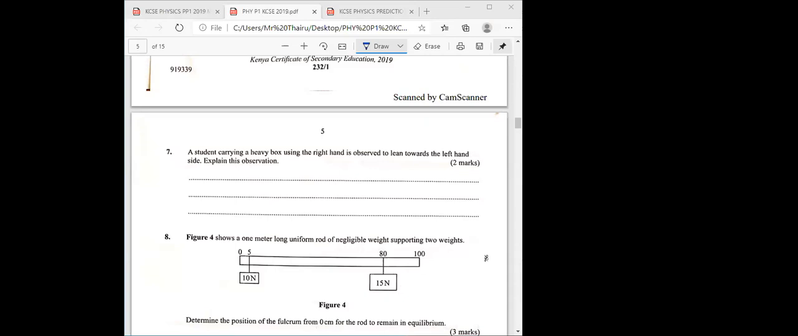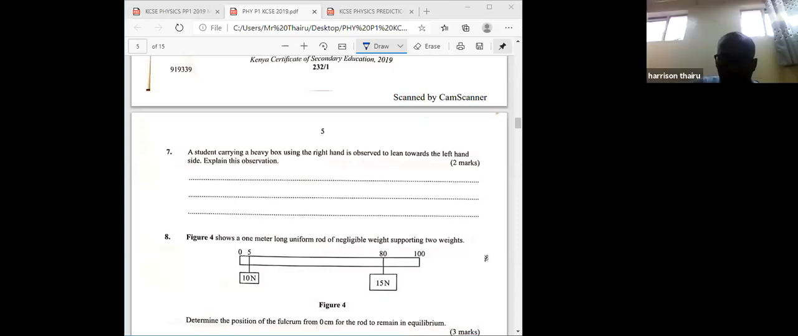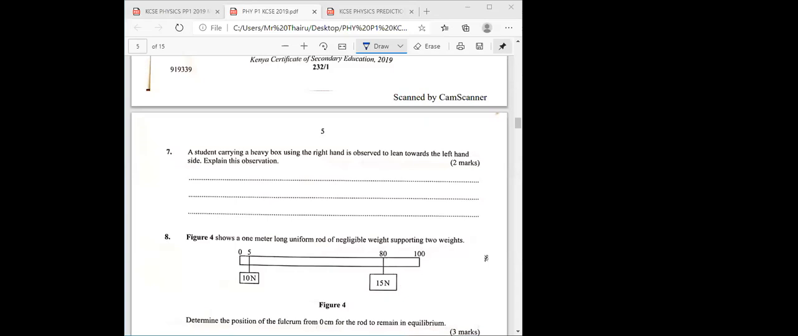Carrying a heavy box using the right hand means that increasing the weight and increasing the moment on the right side. Therefore, the student is supposed to lean towards the left-hand side to balance the moments so as to maintain stability.